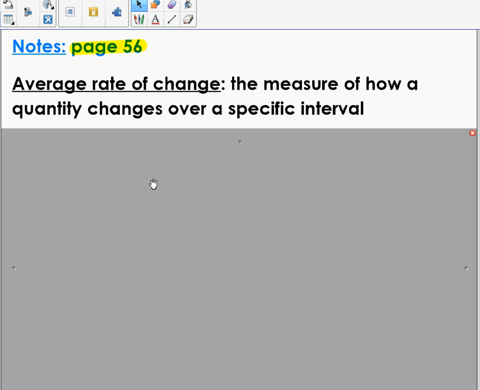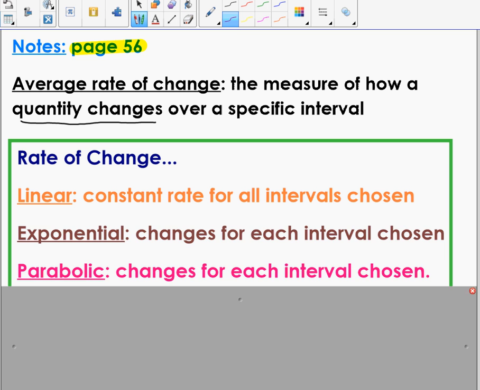On page 56, you should take some notes. Page 56 should be blank, just as a review, and pause as needed to take your notes and then continue the video. But your average rate of change, remember, is the measure of how a quantity changes over a specific interval. So we're looking just for how the quantity changes over a specific interval. And then this is what we just talked about.